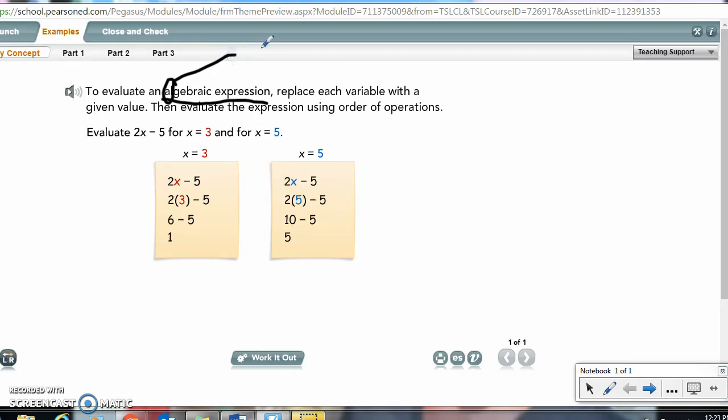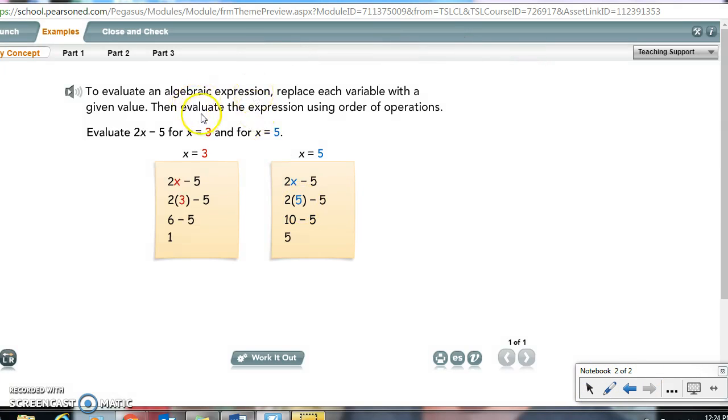So that means it can be any type of formula. It could be 8 plus A, anything with a variable in it. It can be 8A, it can be 8 divided by A. So there's always going to be a variable in there. A numeric expression does not have letters. It's just going to have those numbers.